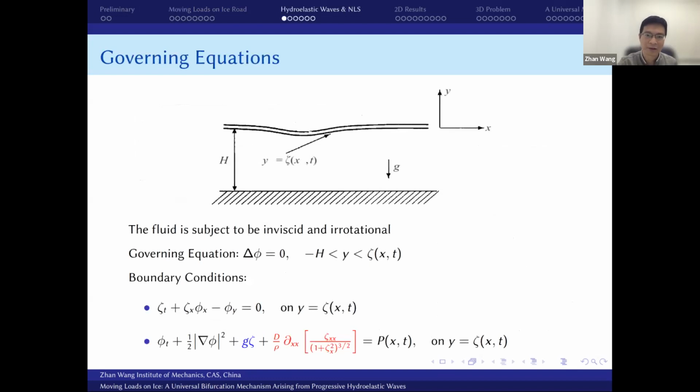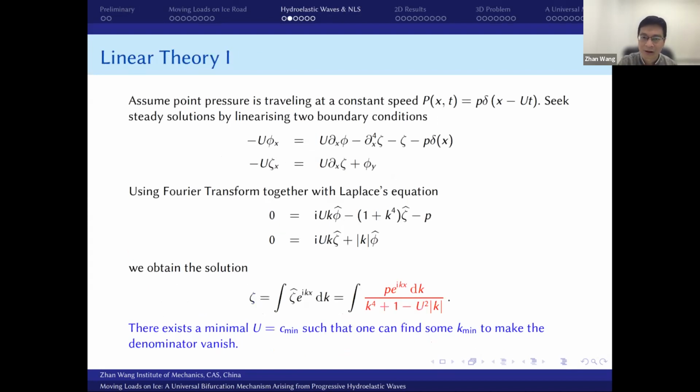So the problem is quite easy to formulate. We can assume the flow is irrotational, and the fluid inviscid and incompressible. The governing equation is just a Laplace equation, potential theory, and there are two boundary conditions, a kinematic boundary condition and a dynamic boundary condition. There are two restoring forces in the dynamic boundary condition. One is gravity, another one is due to elasticity, bending. And we use the simplest nonlinear elastic model, the Kirchhoff-Love model, which is just the second derivative of the curvature. This is a widely used elastic model.